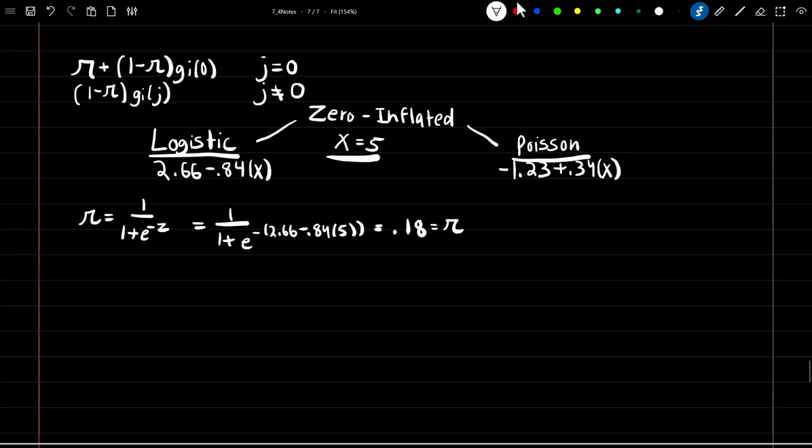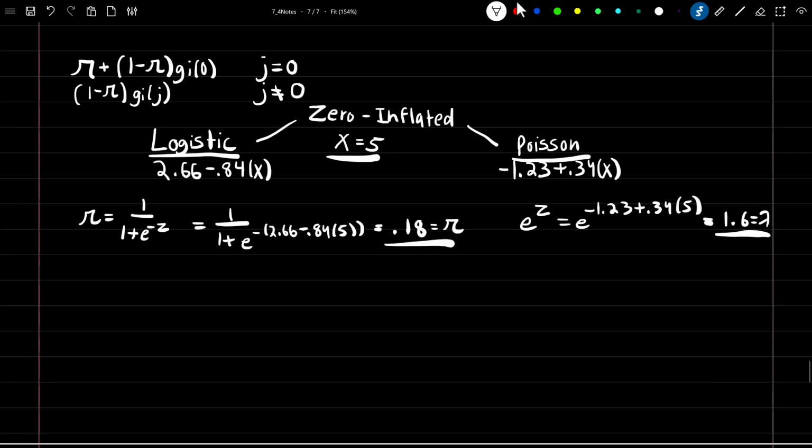So now we can move on to our Poisson distribution to measure the count. So for Poisson, the function we used was e to the z. So if we plug that into our formula, e to the negative 1.23 plus 0.34 times 5, and we'll get a lambda value equal to 1.6. So now from this information, we can find the probability that we're going to get a different number of claim counts when x is equal to 5.